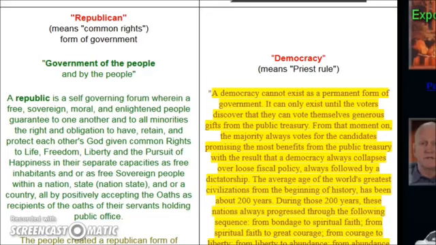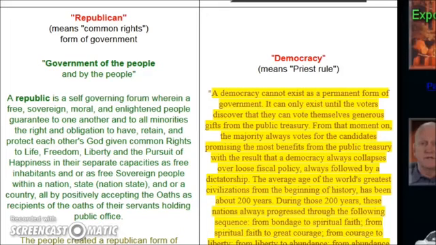From that moment on, the majority always votes for the candidates promising the most benefits from the public treasury, with the result that a democracy always collapses over loose fiscal policy, always followed by a dictatorship. We're currently $18 trillion in debt. That's coming next. The average age of the world's greatest civilizations from the beginning of history has been about 200 years. We're right about 244 years.